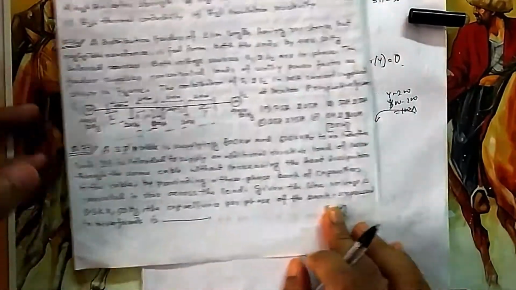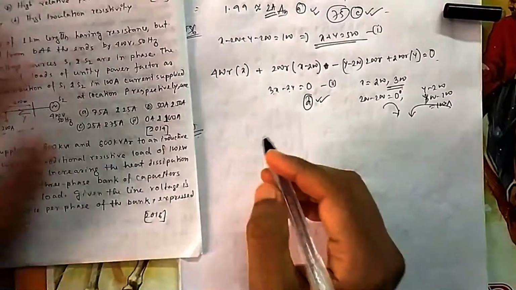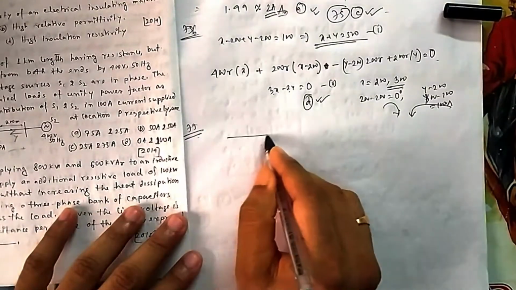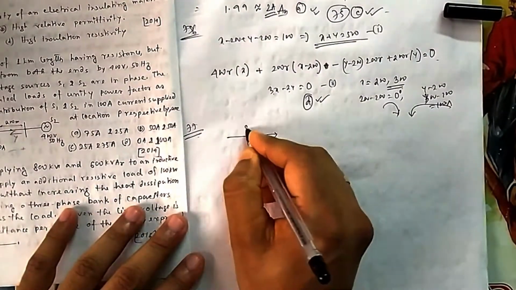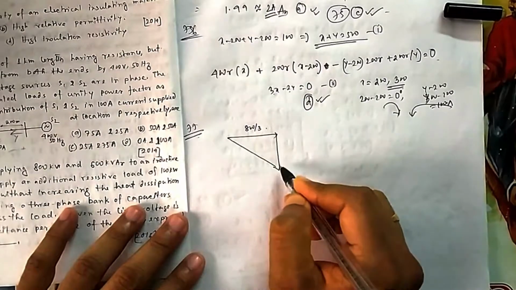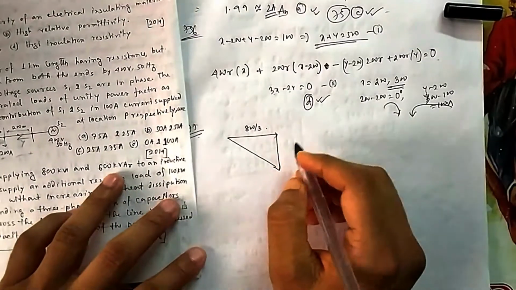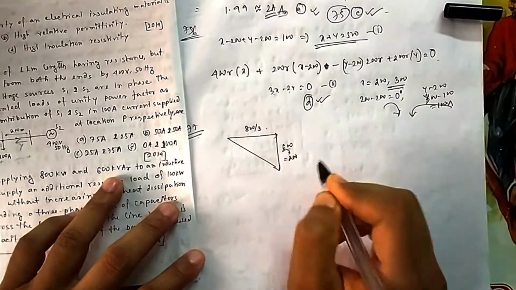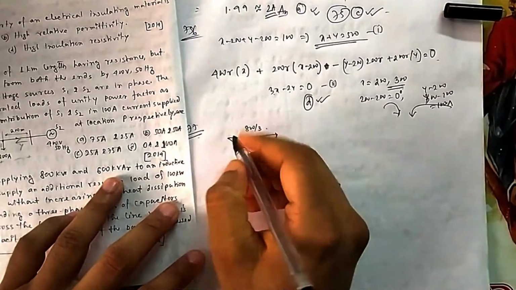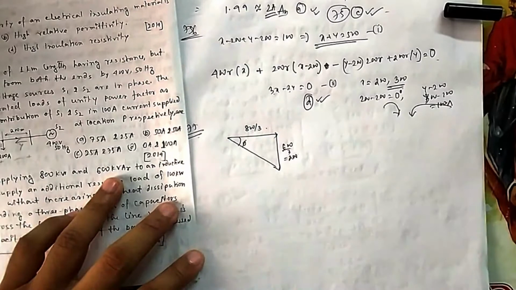Okay. So again for this one, we will consider it on a per phase basis. Suppose earlier it was supplying 800 by 3. This was 600 by 3, that is 200. Per phase basis, that is phase analysis. So this was my power factor 0.5. So you can think of it also in this way.